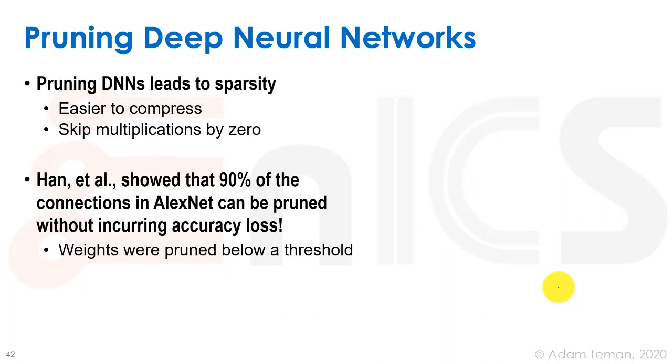So this is called pruning of deep neural networks, and it leads to sparsity, and sparsity is really good. If we have sparse matrices, they're easier to compress. We can skip multiplications by 0. We may be able to store less stuff in our DRAM and so forth.